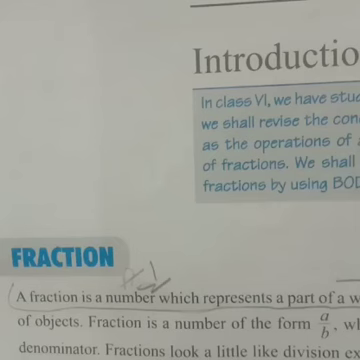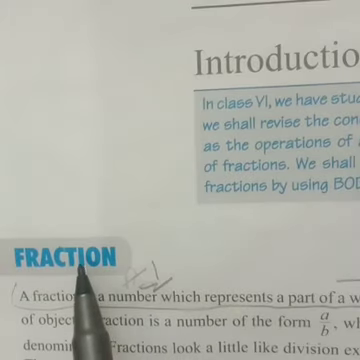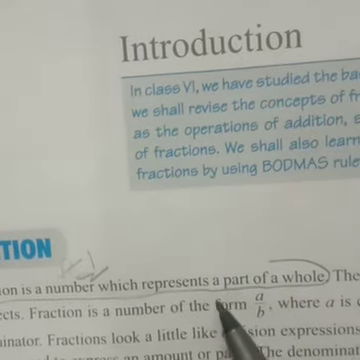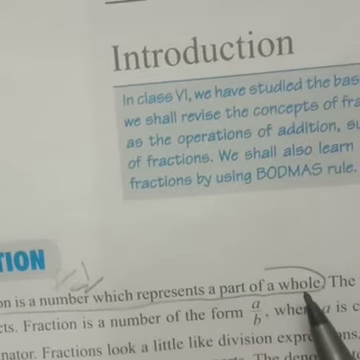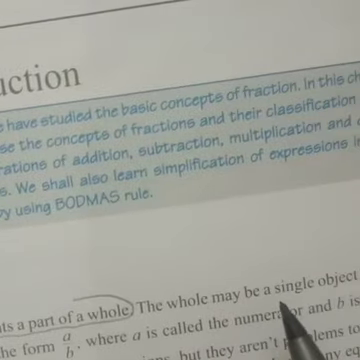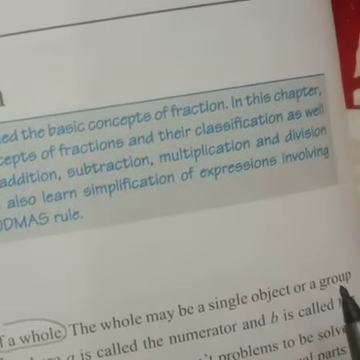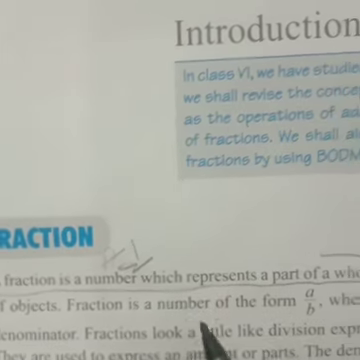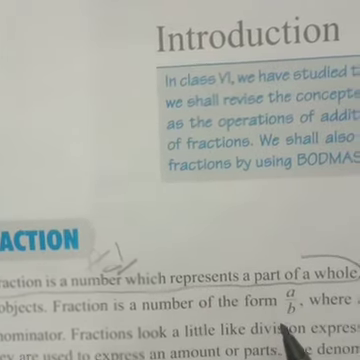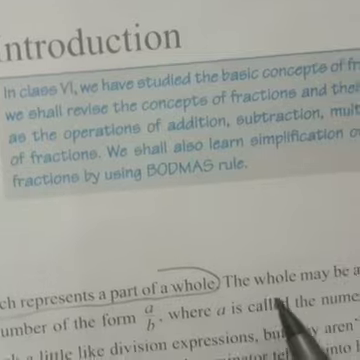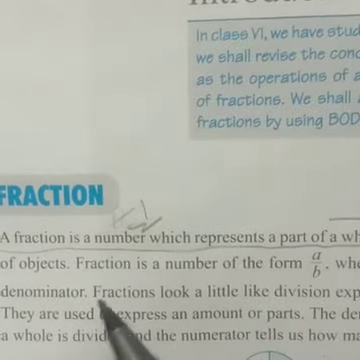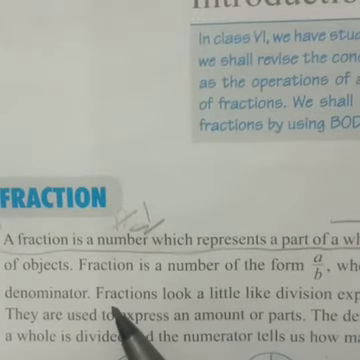Clear? What is a fraction? A fraction is a number which represents a part of a whole. The whole may be a single object or a group of objects. A fraction is a number of the form A by B, where A is called the numerator and B is called the denominator. Clear?